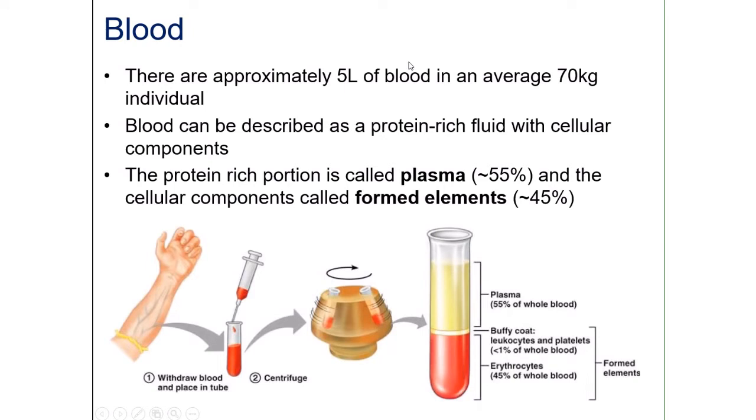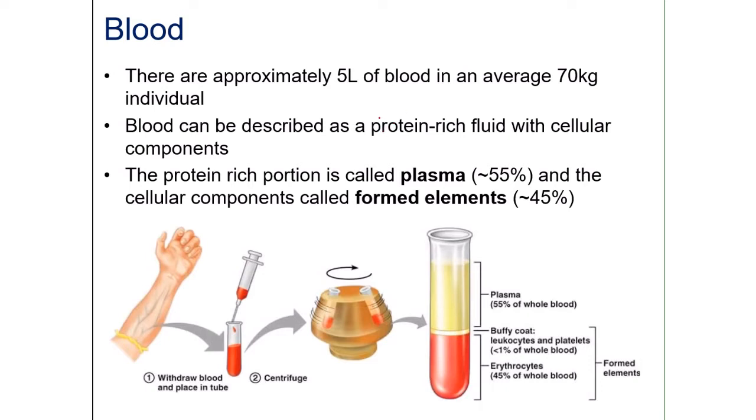There are approximately 5 liters of blood in an average person. That's 70 kilogram. Depending on the weight of the person, depending on the gender and various other factors, this number might be a little bit higher or maybe a little bit lower. But on average, we're talking about 5 liters of blood for someone that's 70 kilogram heavy.